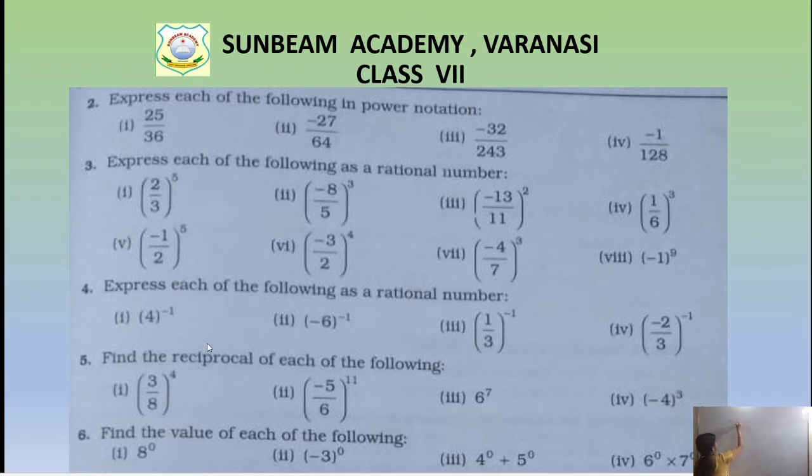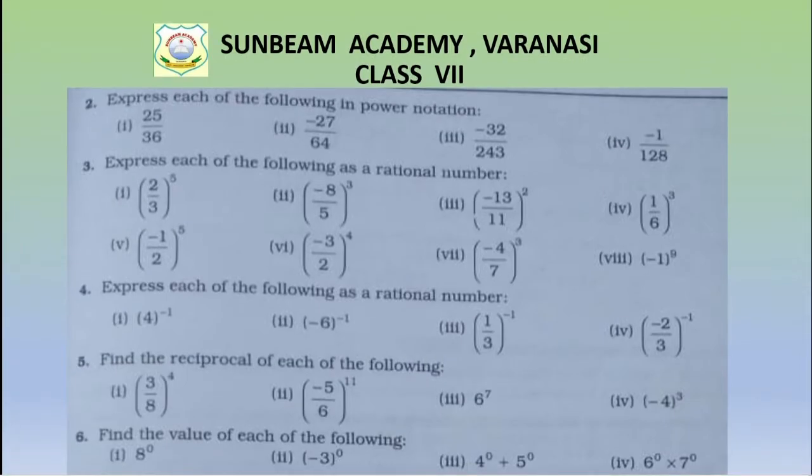How we will solve it? Just do it. 2 by 3 to the power 5. Okay. Now let's see how we will solve it. Children, write down it. Question number 3, 2 by 3 to the power 5. Okay. So now see, I have written it already.